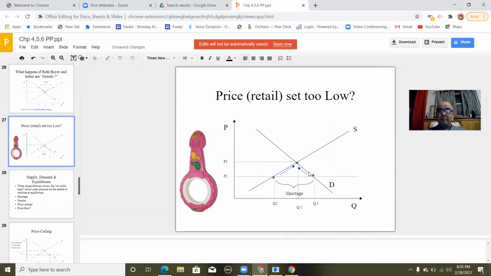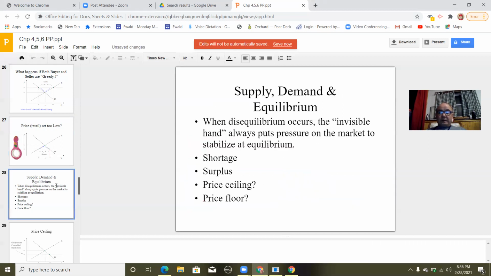And if you weren't able to pay the $20 or didn't want to pay the $20, you were in this gap of people. And that's where my wife and I were, in this gap right here between people willing to pay $20 and people willing to pay $17. And that was the excess shortage that was created there. So supply, demand, and equilibrium together.